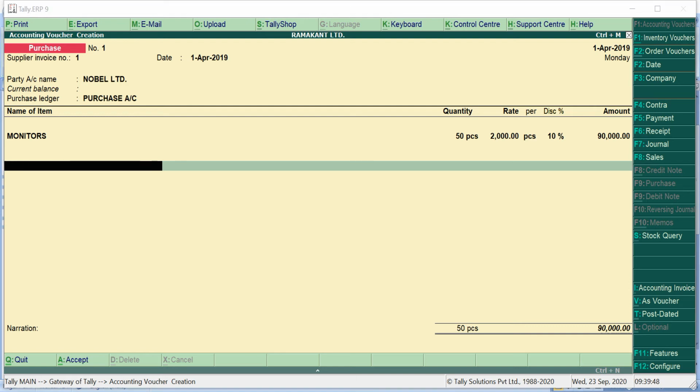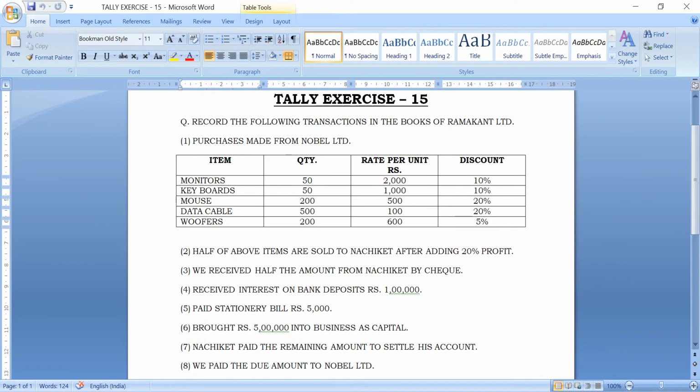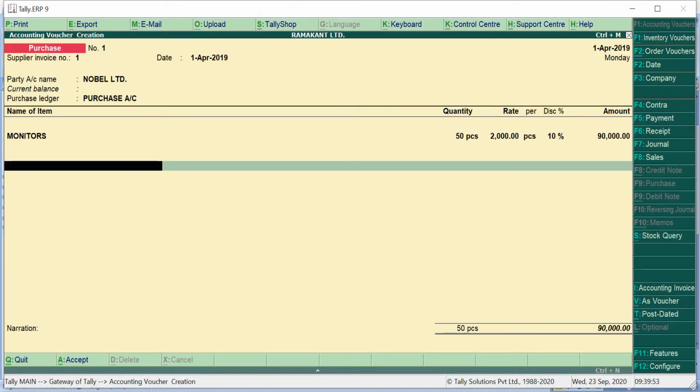So that was the first. We have keyboards coming next.